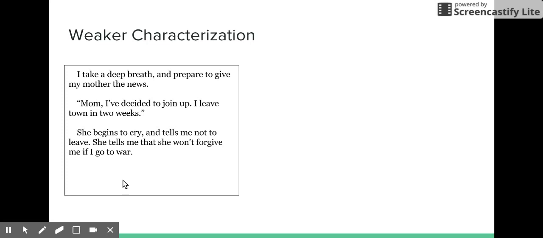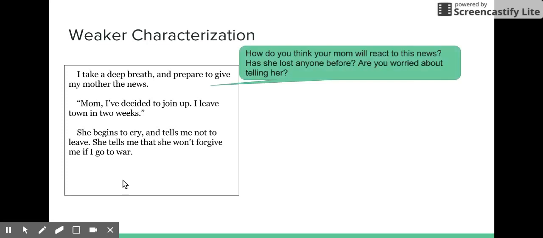So this seems like a good moment in the story to get some characterization both of your soldier but also of his mom. But I think that there's a few things missing here. We could definitely bulk up what happens before he tells his mom, thinking about how his mom's going to react to the news. Has she lost someone before? Is the character worried about telling her?